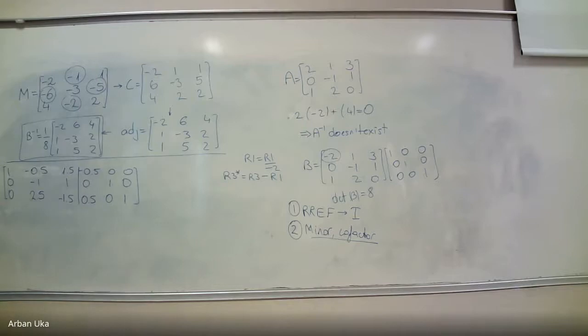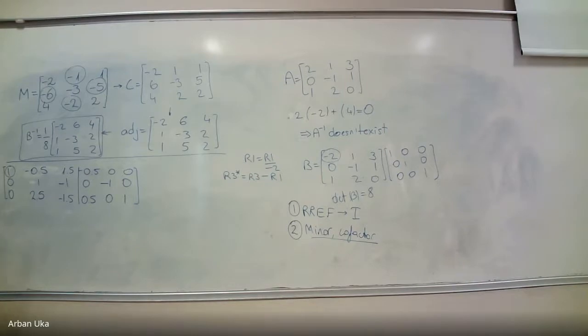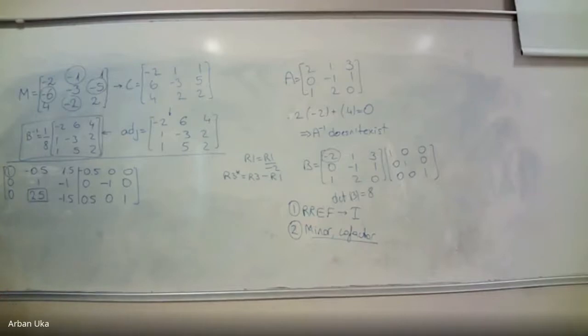What is the next step? The next step is to get the leading one here. How can we get the leading one here? Multiply the second row by minus 1. Yes, let's make it like this. Okay, done. Now that we got this, what is the next step? The next step, we want to make this 0. We have to make the 2.5 into 0.